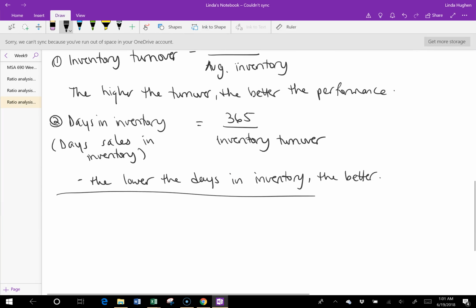The next measure we're going to look at is the operating cycle. This is measured in number of days. Operating cycle equals days in receivables plus days in inventory.